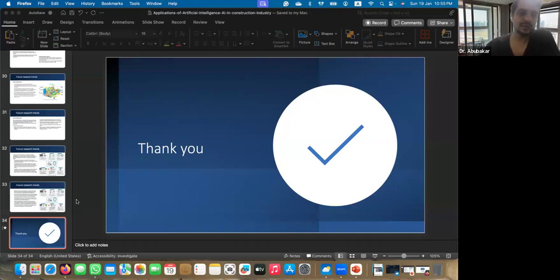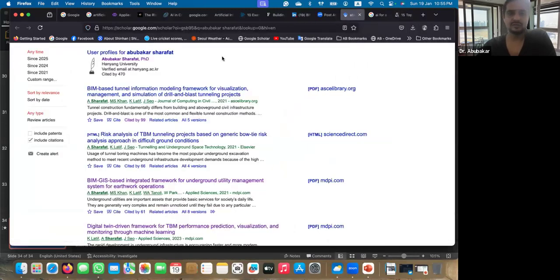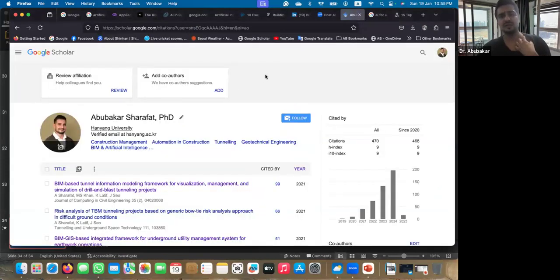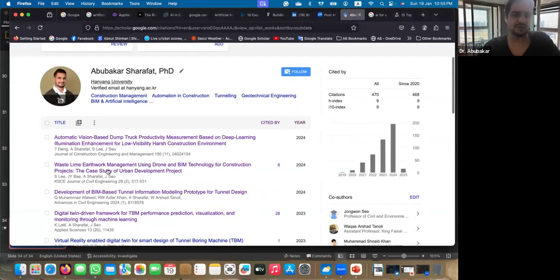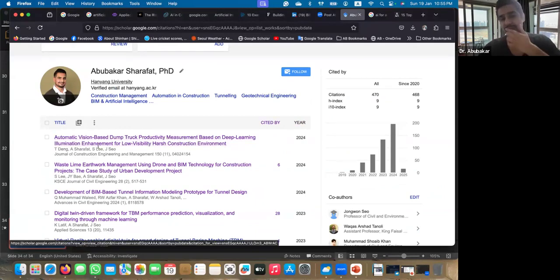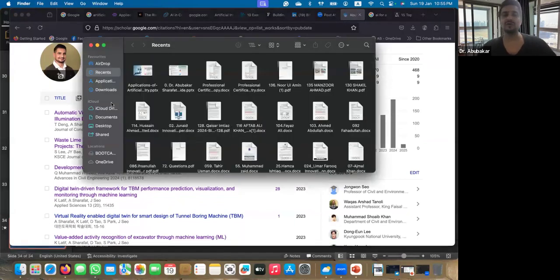Right, any more questions? Okay, before we move on, let's see some of the things. This is my profile, which is related to recent applications of AI. For example, in 2024 I am co-advising a PhD student from China. Look at this: automatic vision-based dumped-up productivity based on a deep learning enhancement algorithm for construction environment. These kinds of things are very important. You need to know how things are happening behind the scenes.